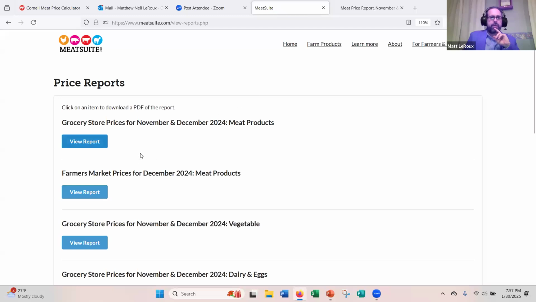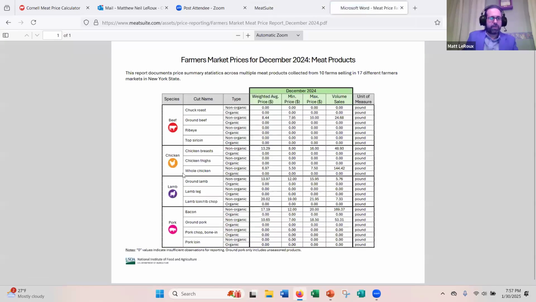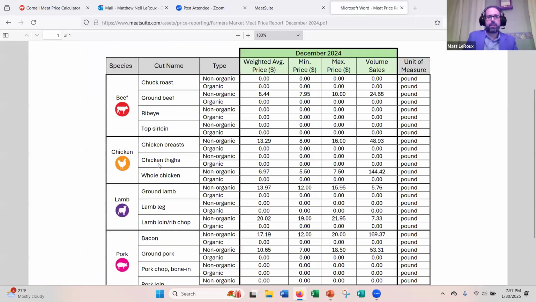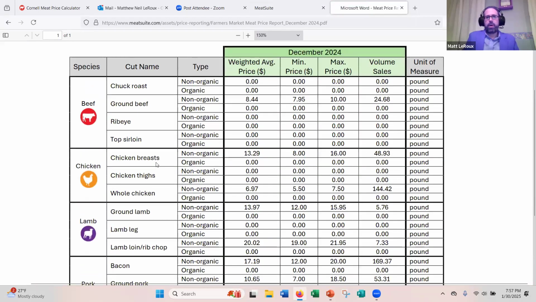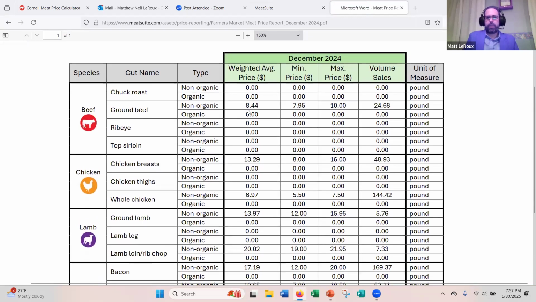And then we also have a farmer's market price report. It's a little lean in December of 24 because a lot of our farmers markets had stopped seasonally. So there's some here with all zeros because we didn't have any sales, but these price reports are based on actual sales. So farms that are using a POS system like Square are actually giving us their data and we're computing the average based on items sold. So what we're able to report is a weighted average price.